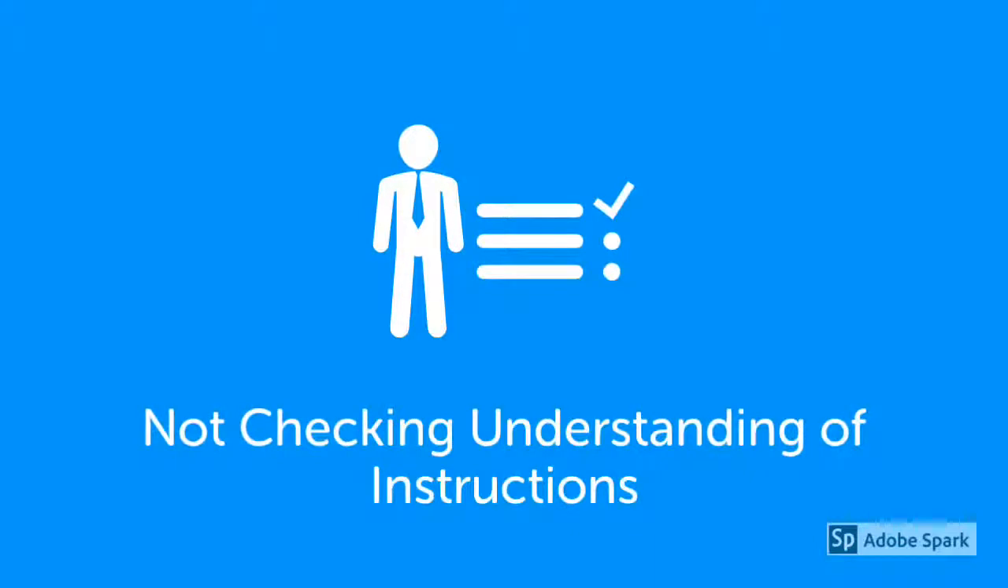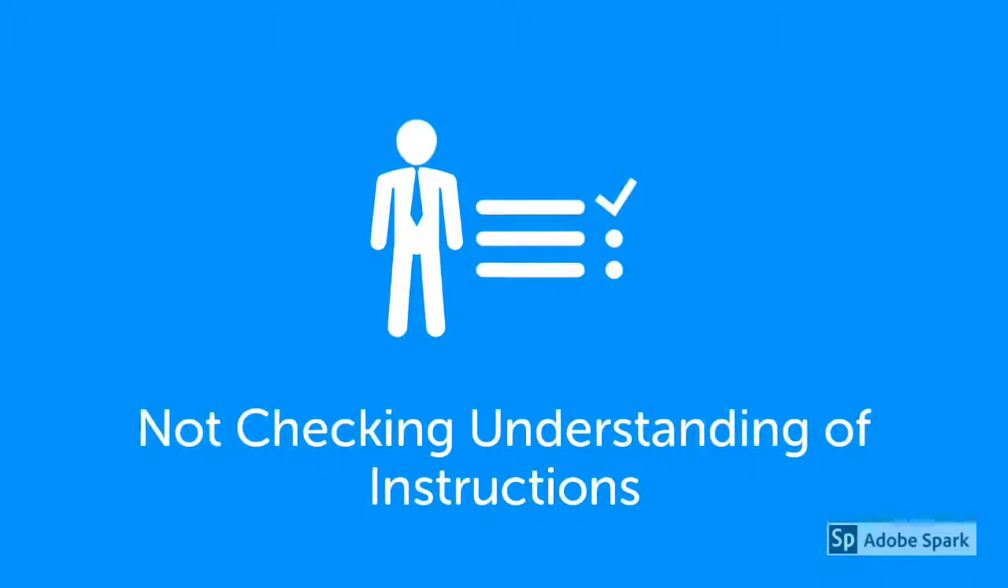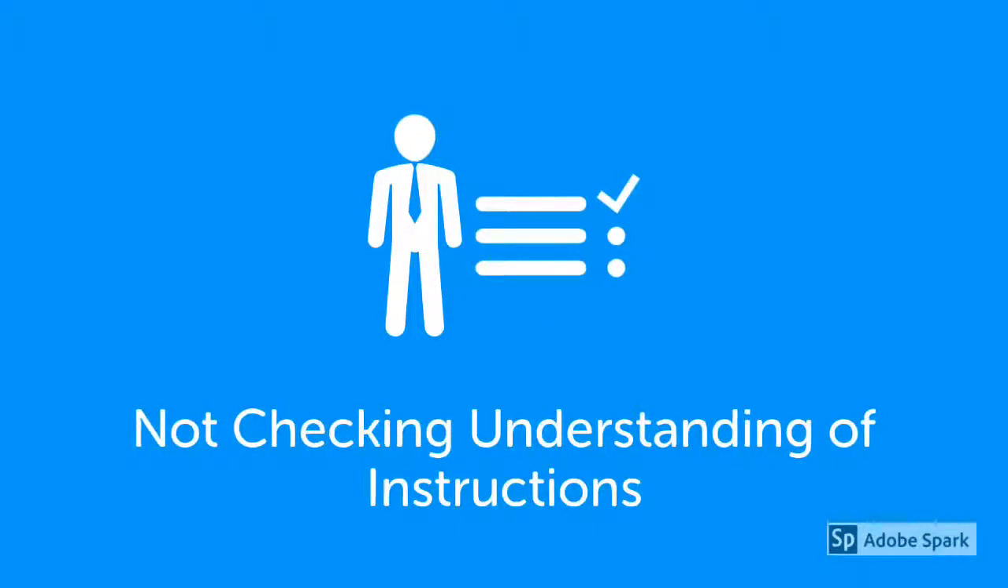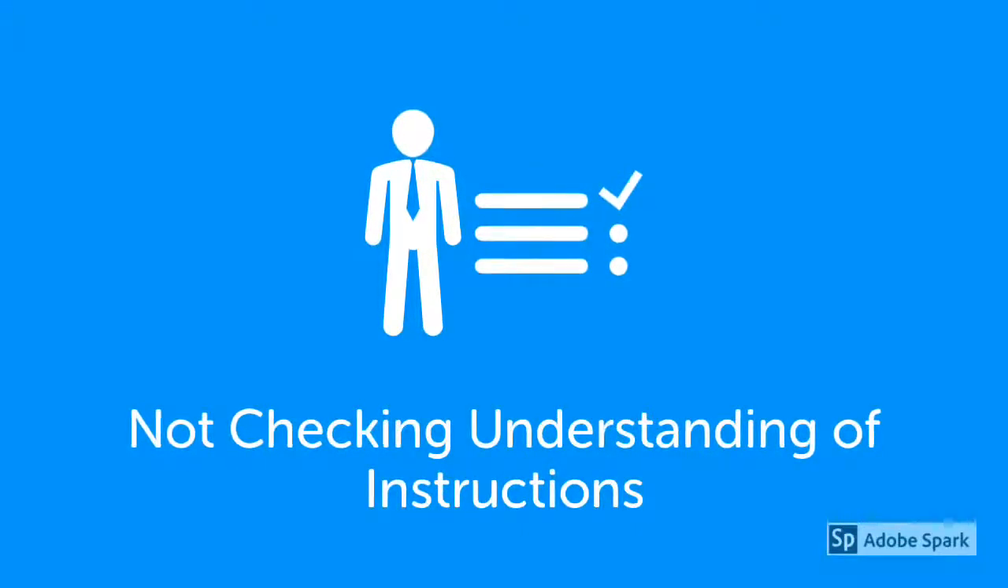Another technique is not checking for understanding of instructions. Teachers will say something like, my instructions were so clear, but all of the students did different things, and none of them did what I asked them to do. Even the clearest instructions can be hard to grasp. So after you've given them, it's worth checking that they have been understood.